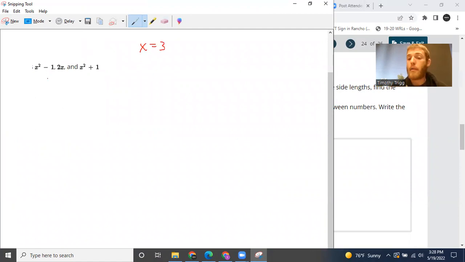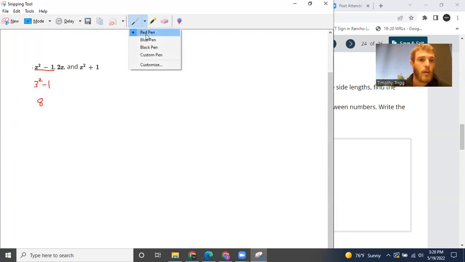So everywhere you see an x, I'm going to replace it with 3 to find our 3 side lengths for a new Pythagorean triple. So 3 squared minus 1, that's the first one. 3 squared is 9. 9 minus 1 is 8. Now 2x, that's going to be 2 times x. x is 3. That gives us 6. And the third side length, the hypotenuse, that would be 3 squared plus 1, which is 9 plus 1, which is 10.